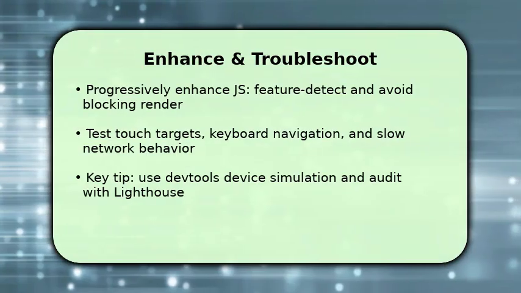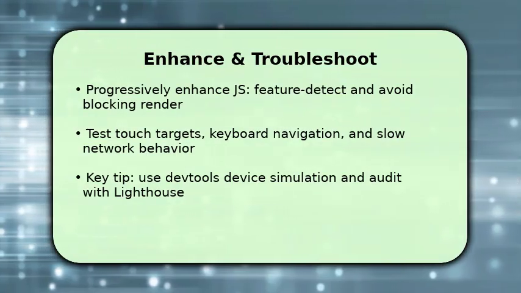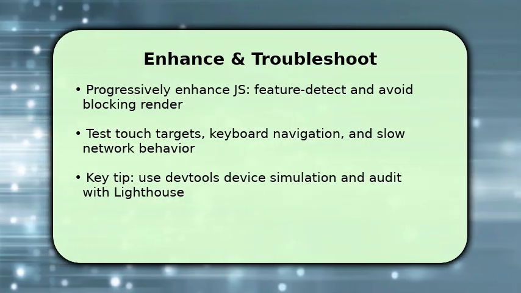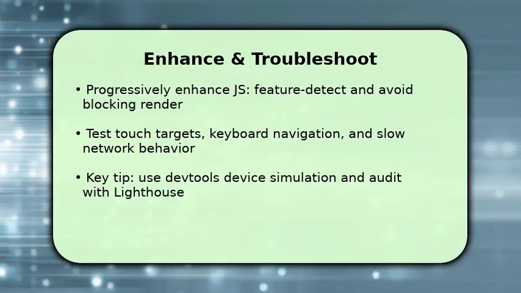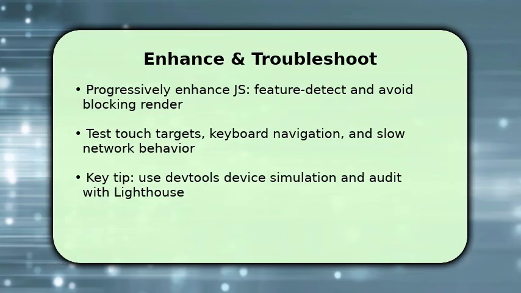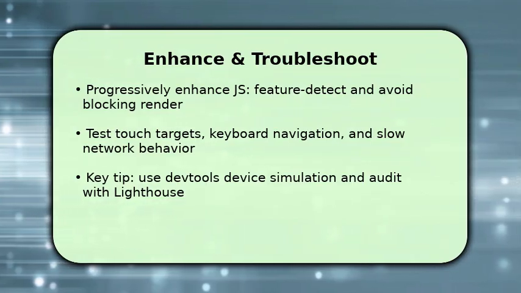You finish by progressively enhancing interactivity. Load critical CSS first, defer non-essential JS, and feature detect APIs before use. Improve accessibility. Ensure touch targets are large, elements focusable, and content readable at 1.2 line height.